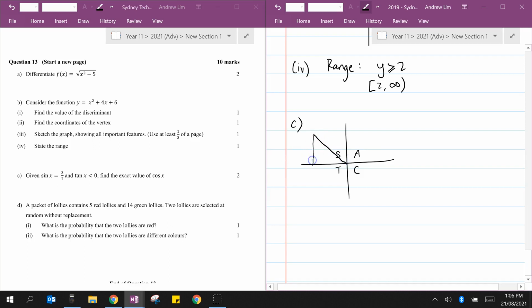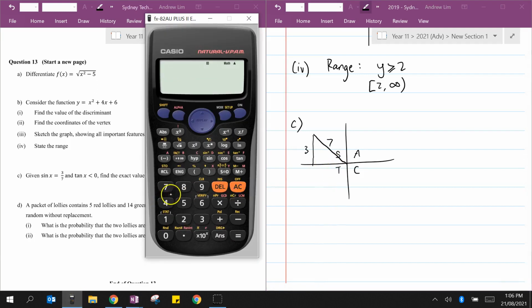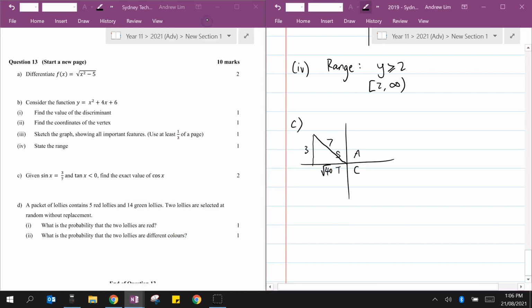Alright, now because this is saying that sine of x is equal to 3 over 7, so opposite over hypotenuse, we can now use Pythagoras' theorem to work out this other side. So the other side is 49 minus 9. So it's root 40. Square root of 7 squared minus 3 squared.